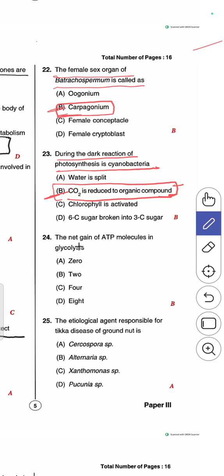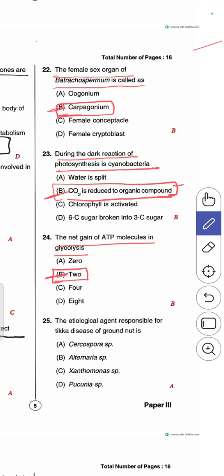Then 24th, the net gain of ATP molecules in glycolysis. In glycolysis, at the beginning, that is in the consumption step, the first five steps of glycolysis, two molecules of ATP will be utilized, and in the payoff step of glycolysis again the two ATPs will get released. So B is the right answer for this question.